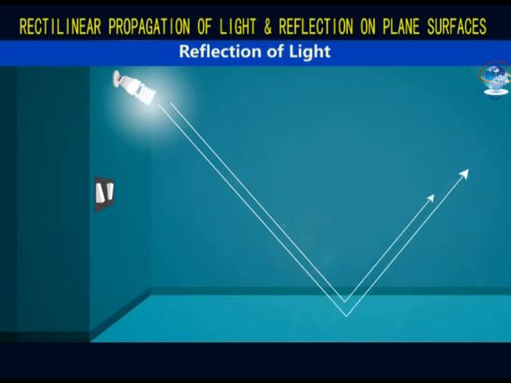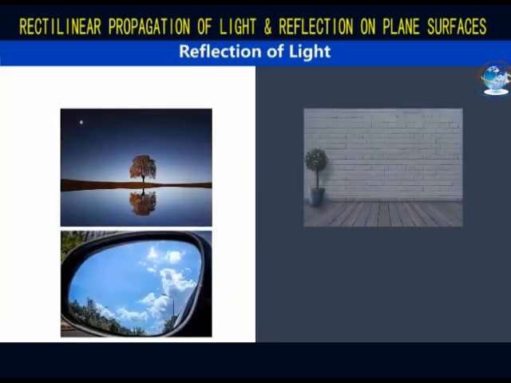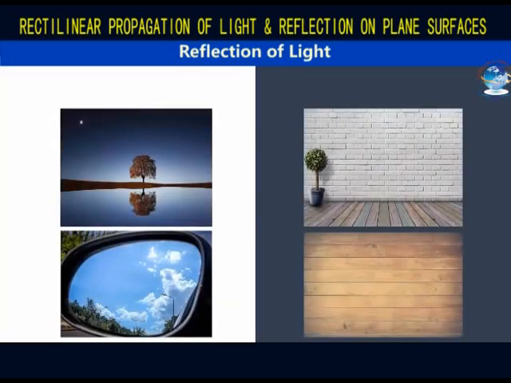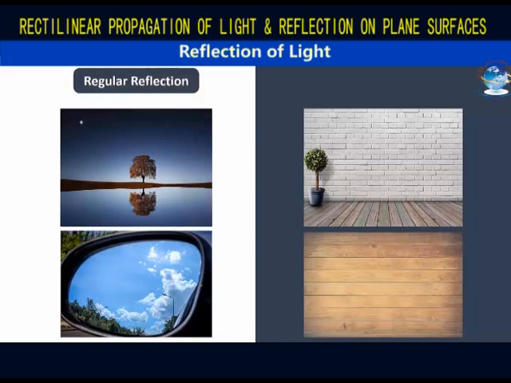The amount of light that is reflected from a surface depends on the nature of the surface, whether it is smooth or rough. There are two types of reflection of light: regular and irregular or diffused reflection. Depending on the type of reflection, we are able or unable to see images on the surfaces.